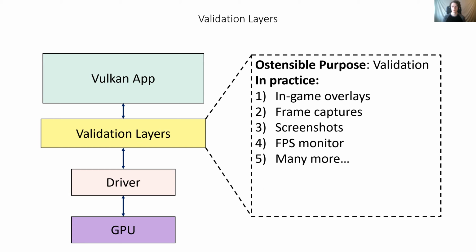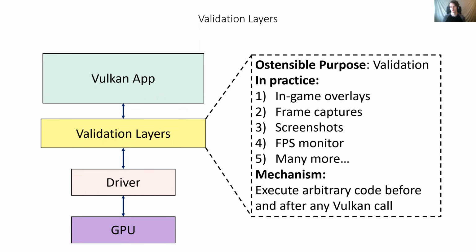So developers have used it for things like the in-game overlays for Steam, for example, for performing frame captures to enable future replays of the frame, to take screenshots of the application, to monitor the FPS, along with many other purposes. So I'm trying to convey here that validation layers are very powerful and very flexible.